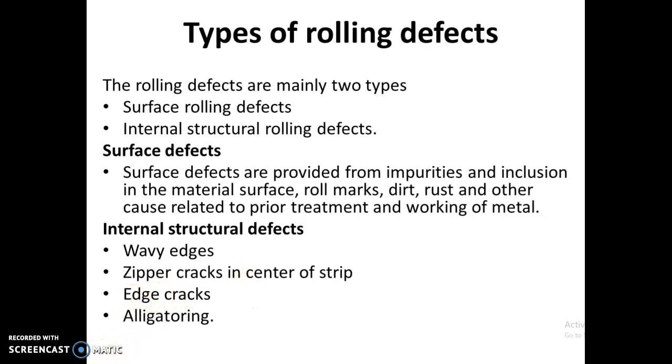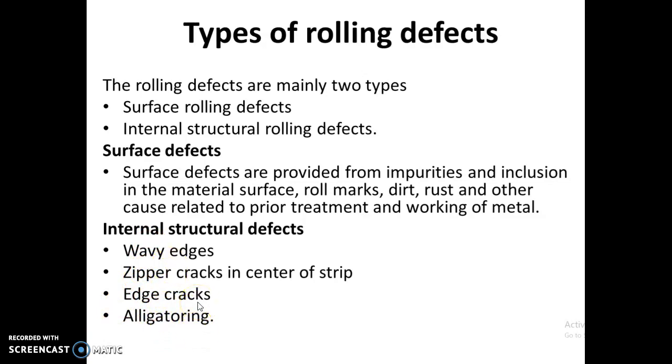What is alligatoring? It is nothing but shear caused in the center. The metal may be caused to shear. Okay, it is called alligatoring. So these are the four internal structural defects.